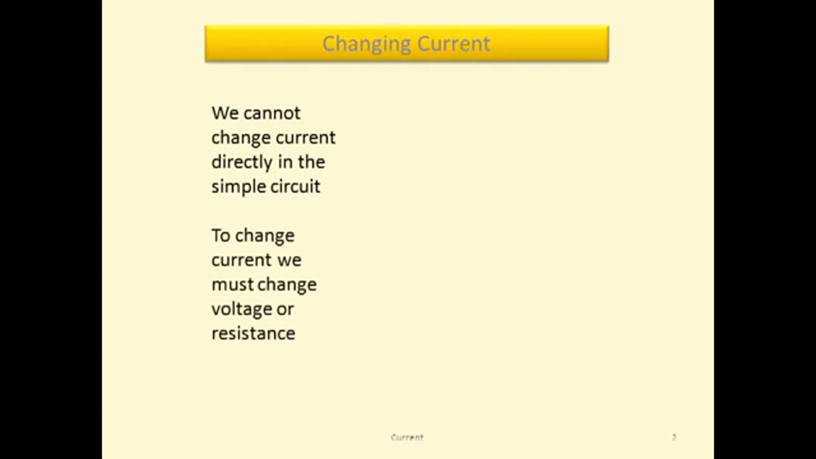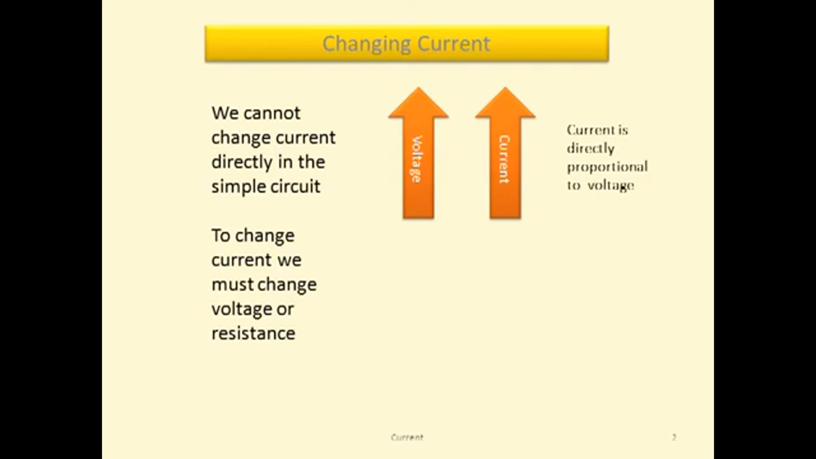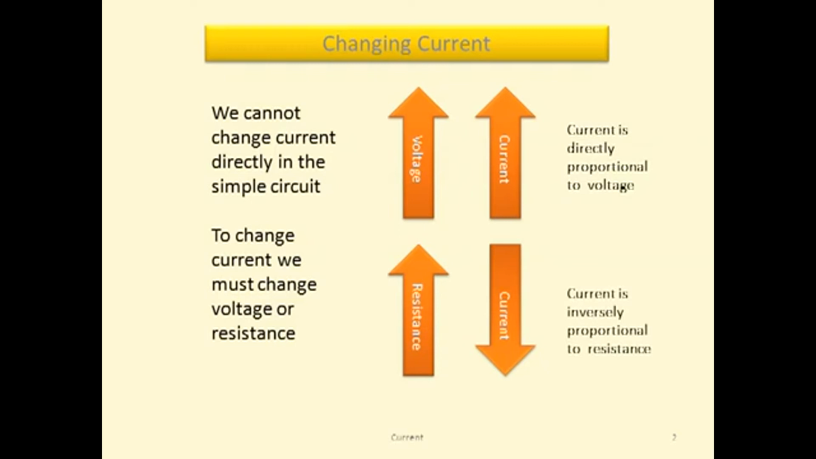How do we go about changing current? We can't change current directly in the simple circuit. To change current, we must either change voltage or resistance. If we increase the voltage, the current will increase. So we can say current is directly proportional to voltage. If we increase the resistance, current will decrease. So we can say that current is inversely proportional to resistance.